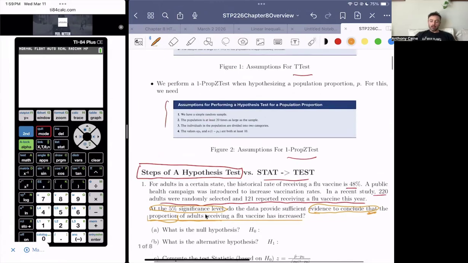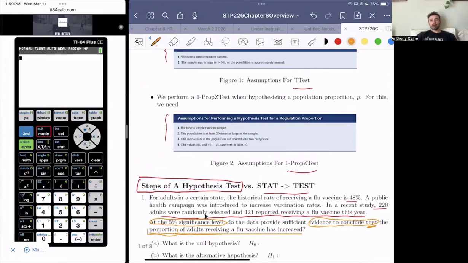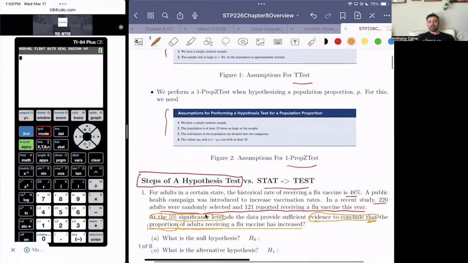I realize we didn't talk much about the one prop z-test in class, but it should all feel the same, truly. T-test, one prop z-test, the problem directs us to the correct test. In this case, we're talking about the proportion of the adults. Here we have a proportion of the people who got the flu vaccine, out of the 220, 121. This is another proportion. We see proportions all over the place in this problem.